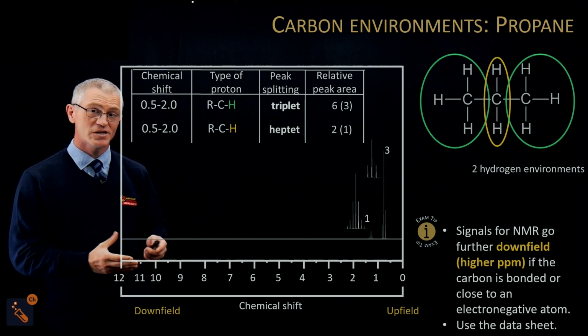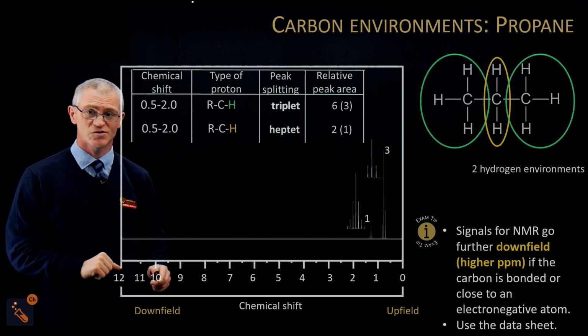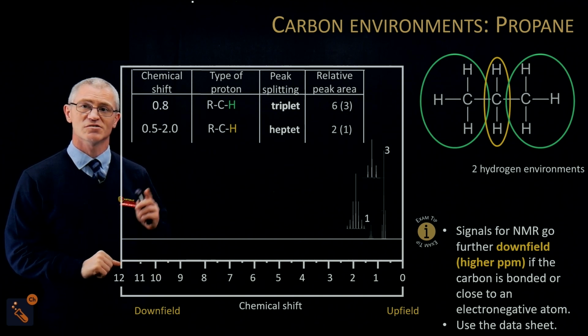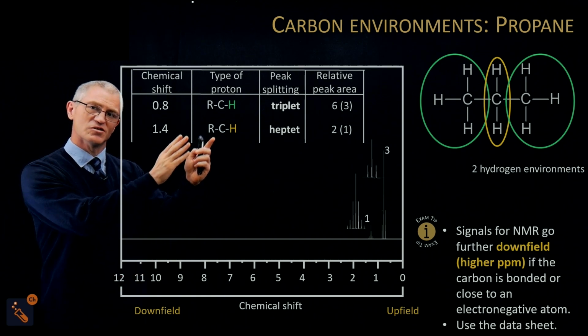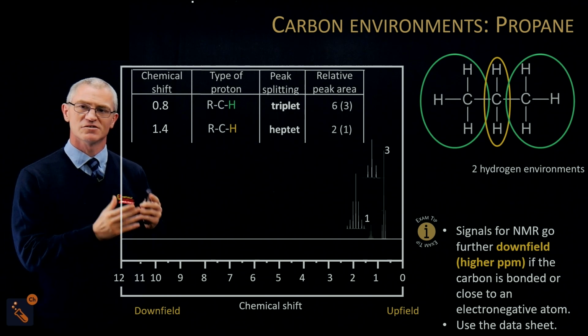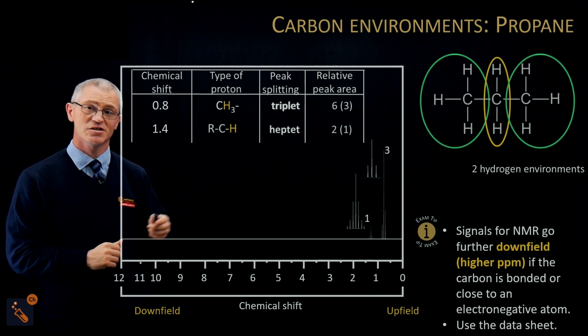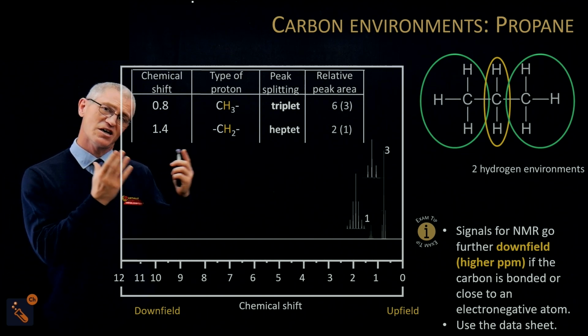Now, if we're doing this properly, and we started with the NMR first, we would look at the chemical shifts, get our ruler out, and find out exactly where the chemical shifts are. So I can tell you they're at 0.8 and 1.4. And also, if we're doing it properly, we would be more detailed about the type of proton. So the type of proton here is CH3 and CH2. So that would be our finalised table.